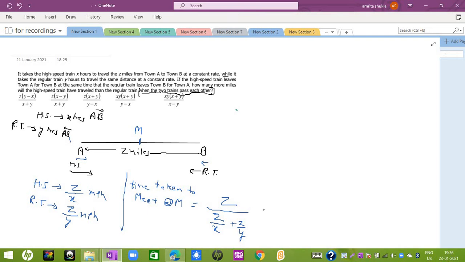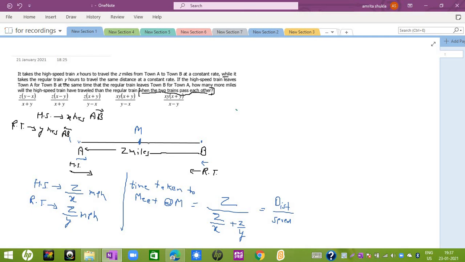So this is distance divided by speed, and this will give you the time taken. So it will give you the total time taken for them to meet at this point. Definitely both of them, the high speed train and the regular train, will take the same time: the time for the high speed train to travel from A to M is the same as that for the regular train to travel from B to M.